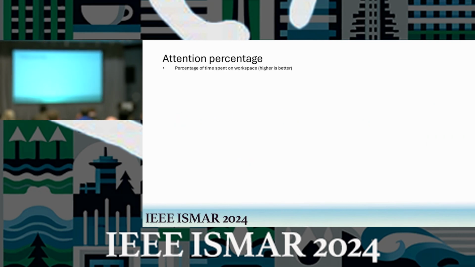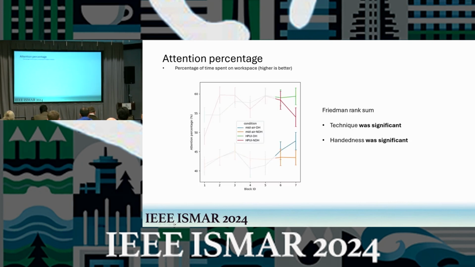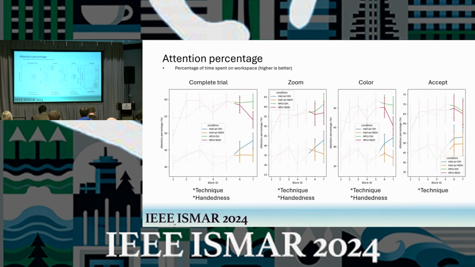Then we look at the attention percentage. That is the percentage of time spent on the workspace. Now in this case, the higher it is, the better. Here also we are focusing on the last 2 blocks. And the analysis shows that HPUI is significantly better than media when it comes to the attention percentage. And similar to the completion time, with the attention percentage also, we see that the handedness had a main effect. Same as with the previous analysis, here also we broke down the interactions to the individual functions. And here also we see the same pattern where HPUI is significantly better than the media when it comes to attention percentage.